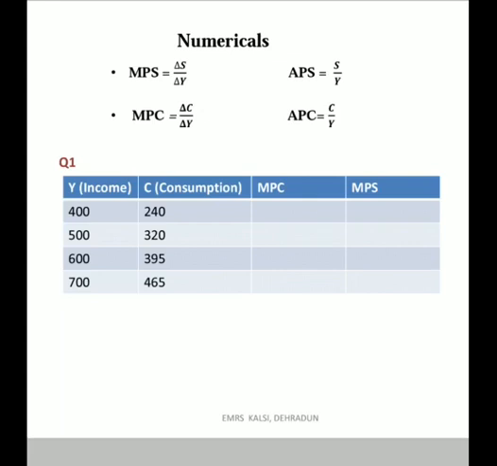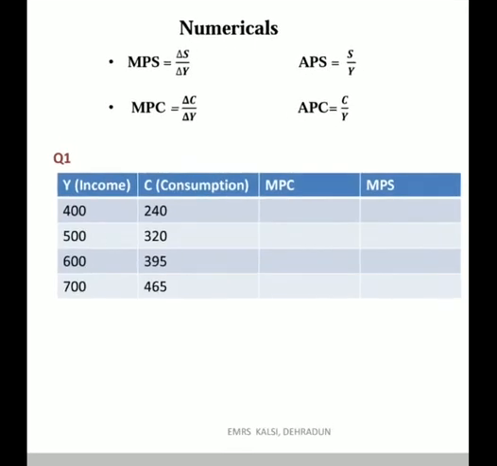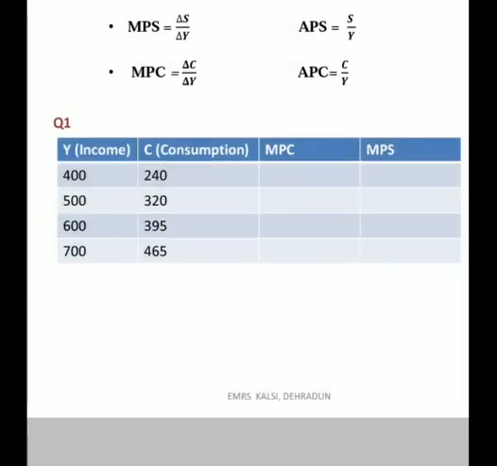Okay, the current one minus the previous one. Okay, in 11th class we used to do the same thing, current value minus previous value. So we will do the same thing. Okay, now these are the basic formulas which we are going to use. The first one is the MPS, delta S upon delta Y.